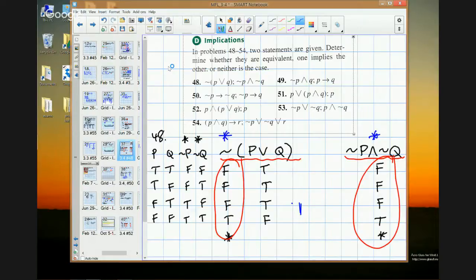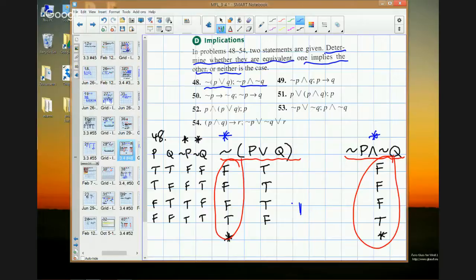Anyway, on page 144, at the bottom of the first column, do you see where it says implications? That's what I've duplicated on the screen there. Now, check these directions out. It says in problems 48 to 54, two statements are given. Do you see how they put a semicolon between them? Like in number 48, there's the first statement, you see that semicolon, there's the second statement. So in each problem, they gave you two different statements. Your task is to determine whether they are equivalent, or one implies the other, or neither.